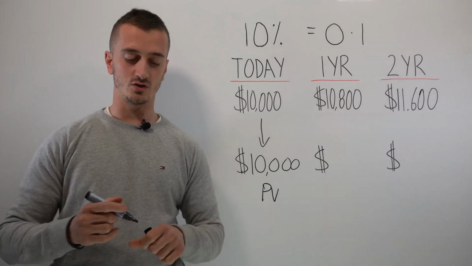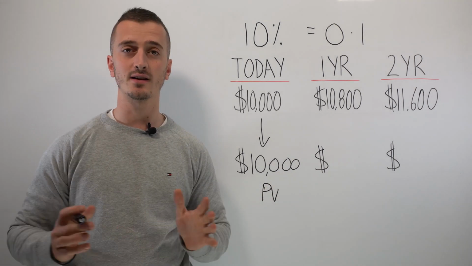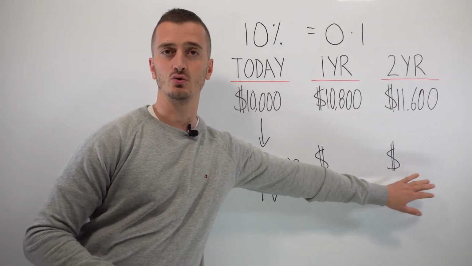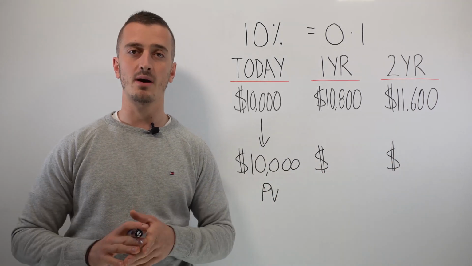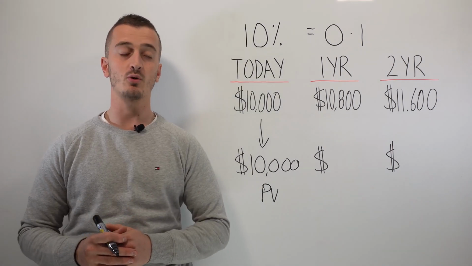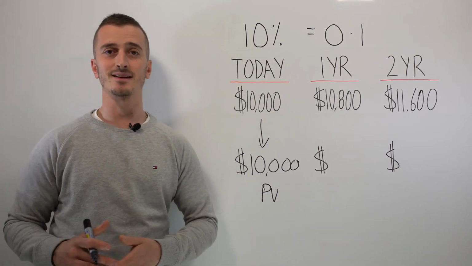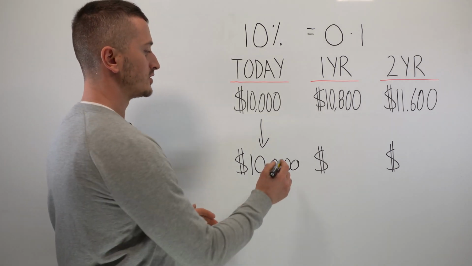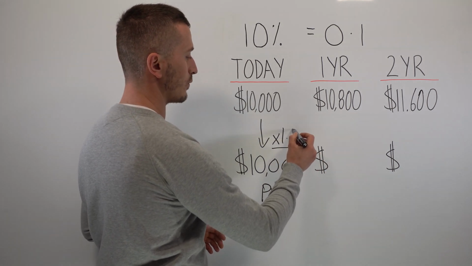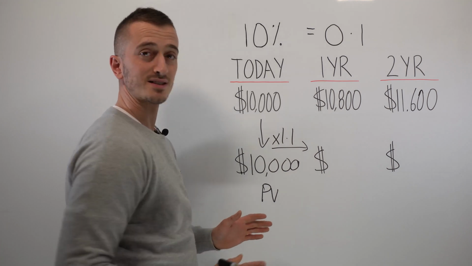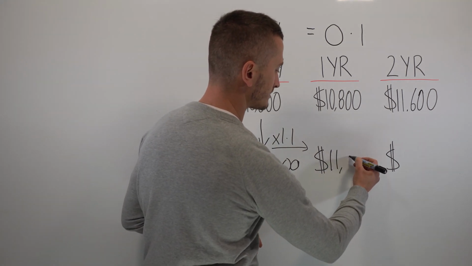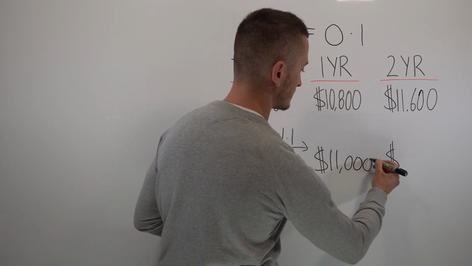Now, what we want to do is grow our present value, our $10,000, into the future to get a future value of years 1 and 2 into the future to get an equal comparison on the offers. Like we did in the previous example, you want to start off by multiplying your present value, which is now $10,000, by 1.1 to grow it into the future. So multiply our 10,000 by 1.1, which will give us a future value 1 year into the future of $11,000.